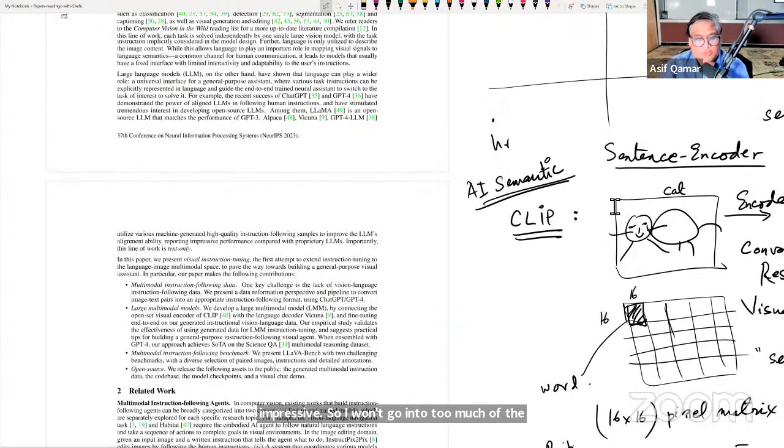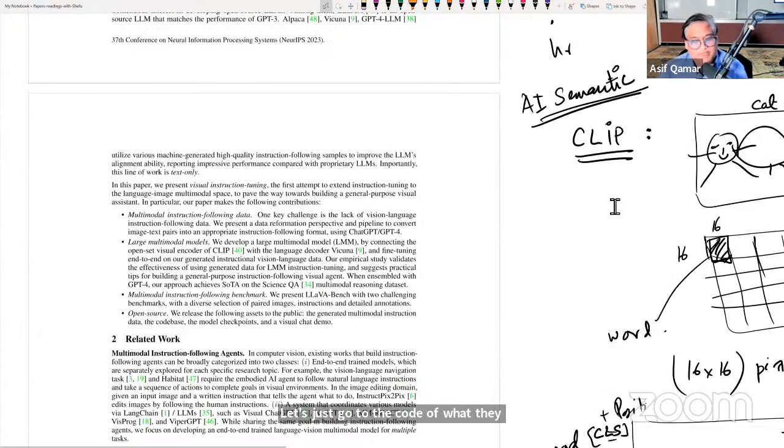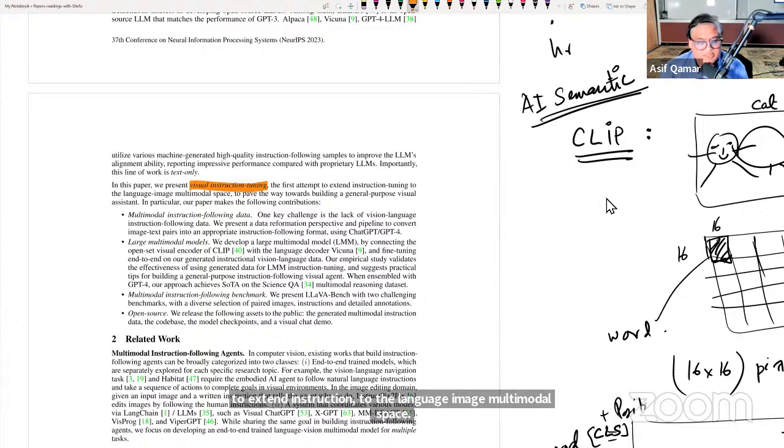Let us go to the core of what they are giving to us. They're saying in this paper, we present visual instruction tuning. So now I hope the word visual instruction tuning feels very intuitive in view of our discussion. The first attempt to extend instruction tuning to the language-image multimodal space, to pave the way towards building a general purpose visual assistant. Right?